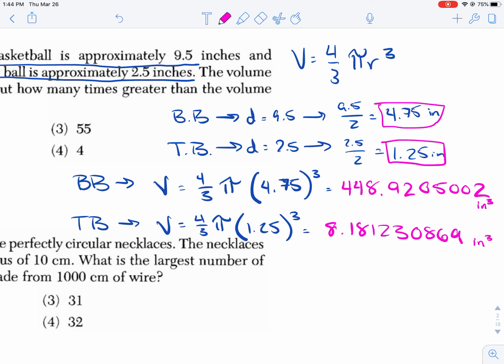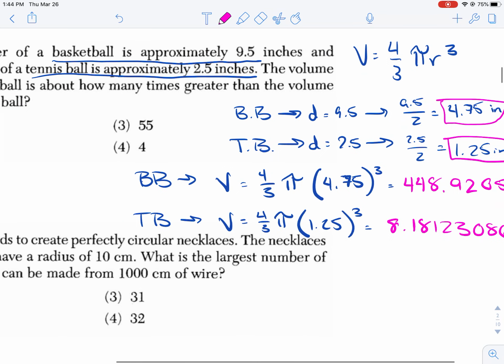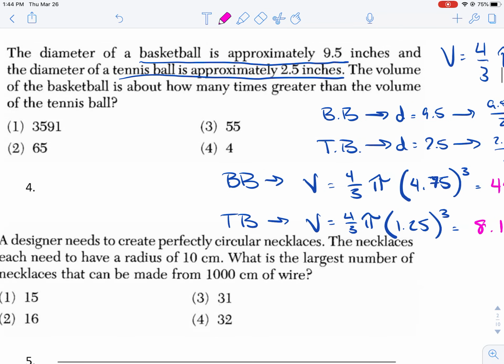Okay, so we haven't quite answered the question yet, but we did find the volume of each of these. Now the question is asking, the volume of the basketball is about how many times greater than the volume of the tennis ball.